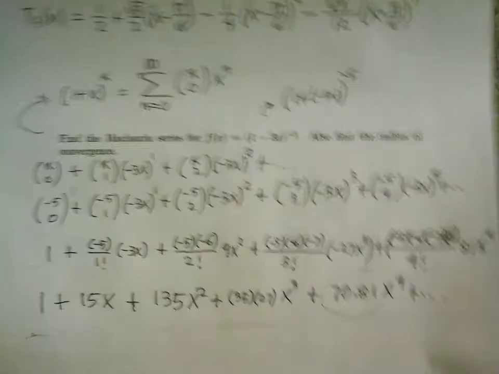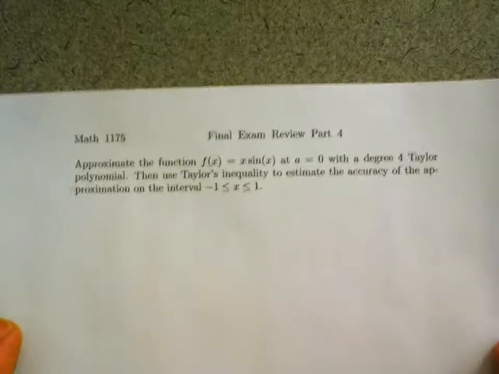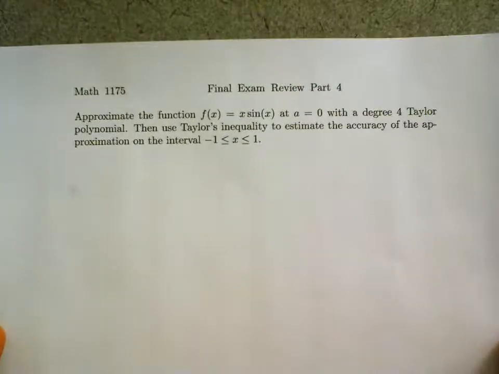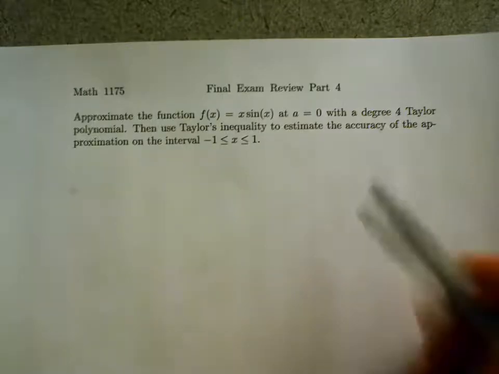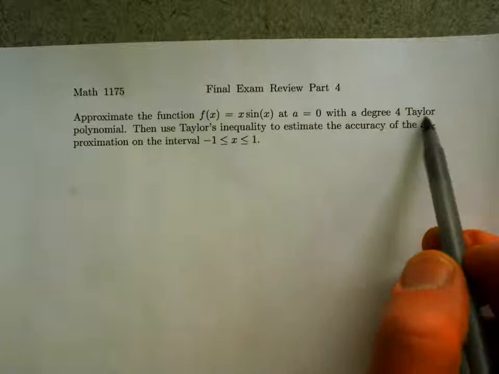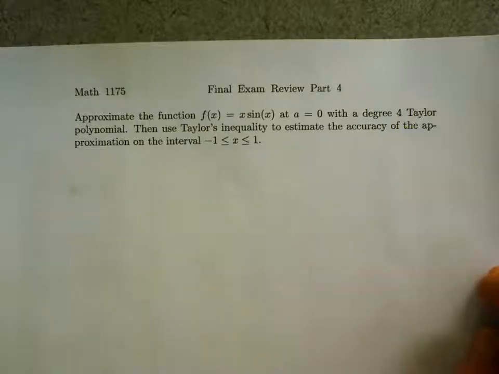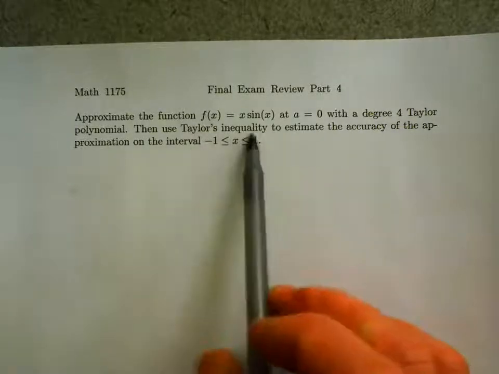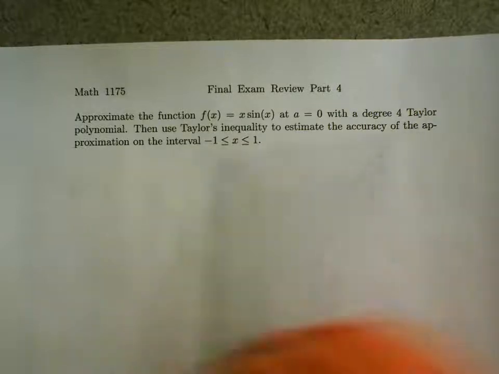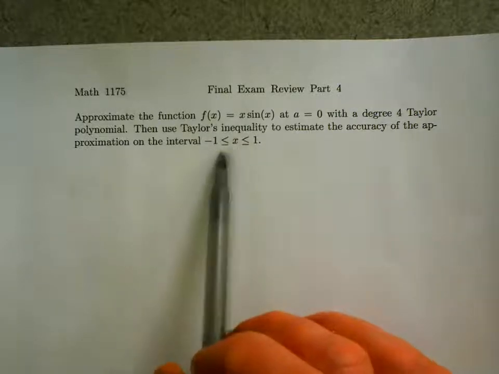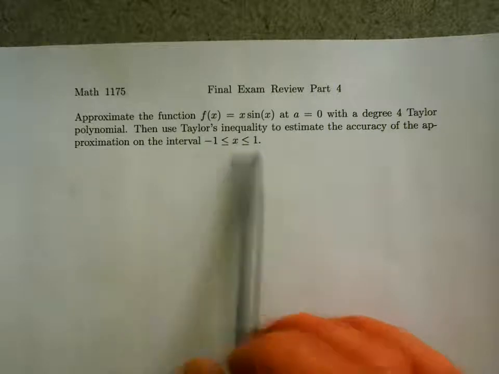Okay, let's look at the next problem. Approximate the function f of x equals x times sine of x at a equals 0 with a degree 4 Taylor polynomial. Then use Taylor's inequality to estimate the accuracy on the interval where the x values come from -1 to 1.